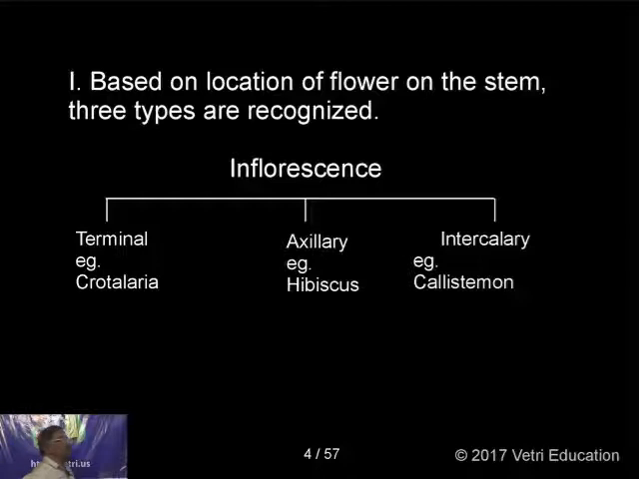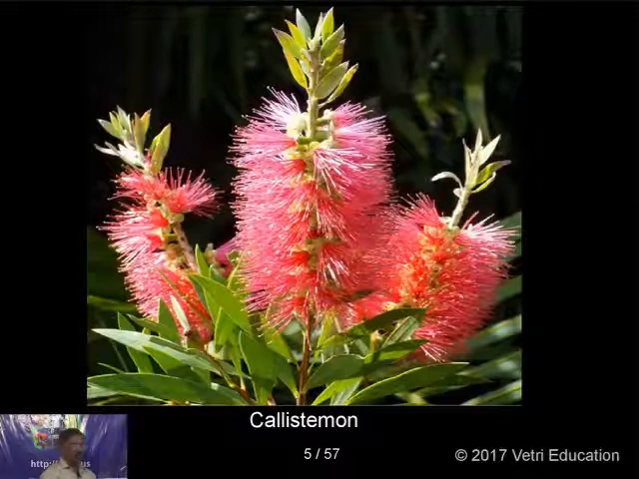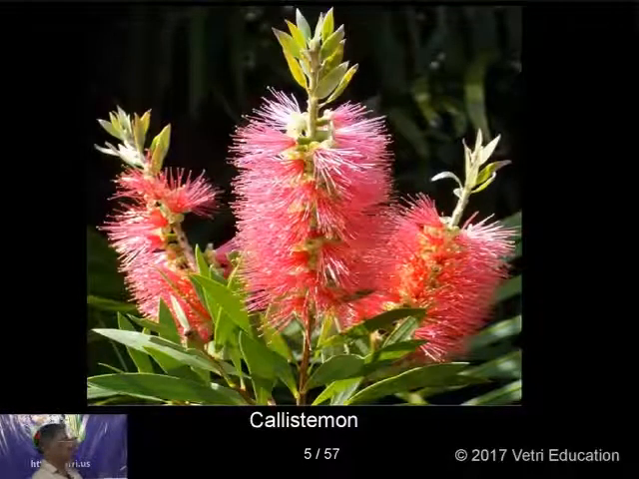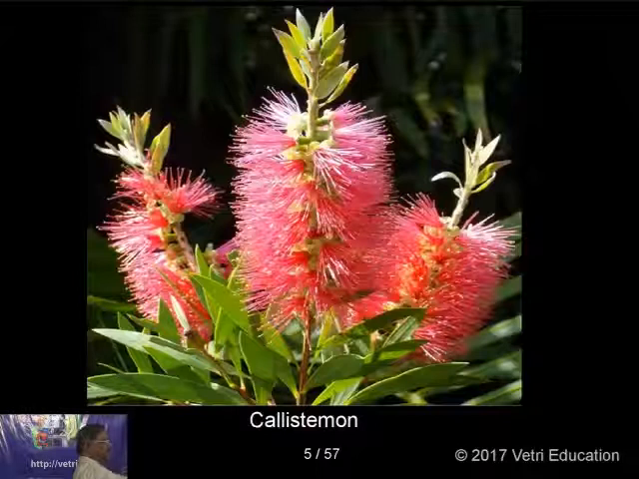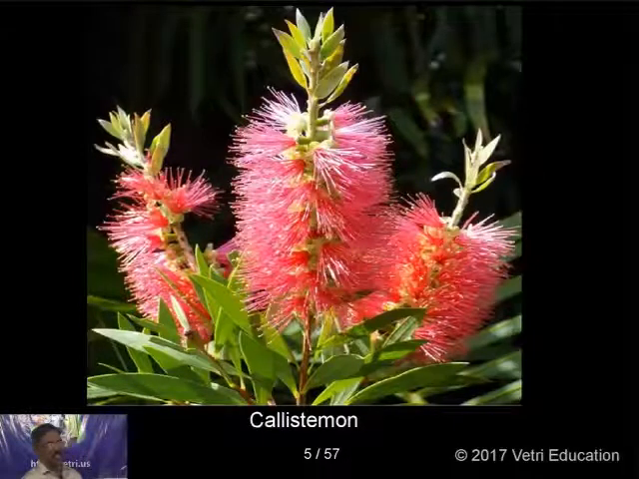Based on the location of the flowers, whether it is axillary or terminal, three types are recognized. They are terminal, at the tip of the plant or branch or main branch; axillary, at the axil of the leaf; and intercalary, in the middle of the stem. In the middle of the stem, for example, you have Callistemon, you can see the photograph later; in the terminal, Crotalaria; and in the axillary position, you can find Hibiscus. Here the main stem is there, you have branches, etc., and a terminal bud, but in the middle you have this inflorescence. So, it is called intercalary inflorescence.